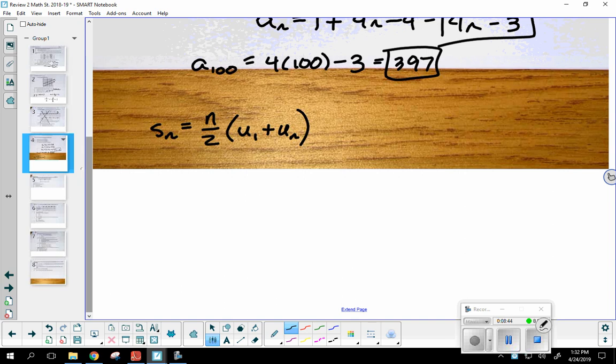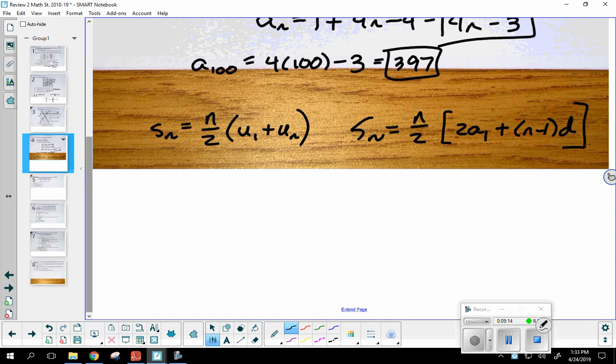But what was the other one if you don't know the last term, but you do know the number of terms? Okay. S sub n equals, or I should say the common difference. So you still started out with n divided by 2, times 2 times a sub 1, or u sub 1, plus n minus 1 times d. There we go. And actually, we can use either for this one because we know both the first and the last.